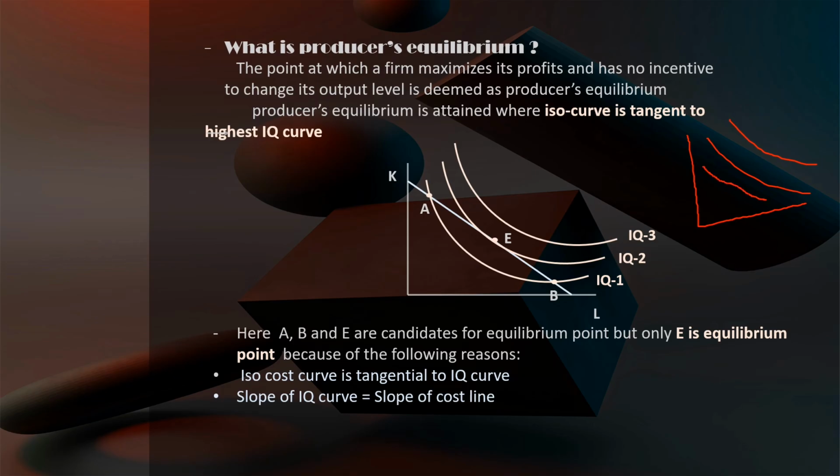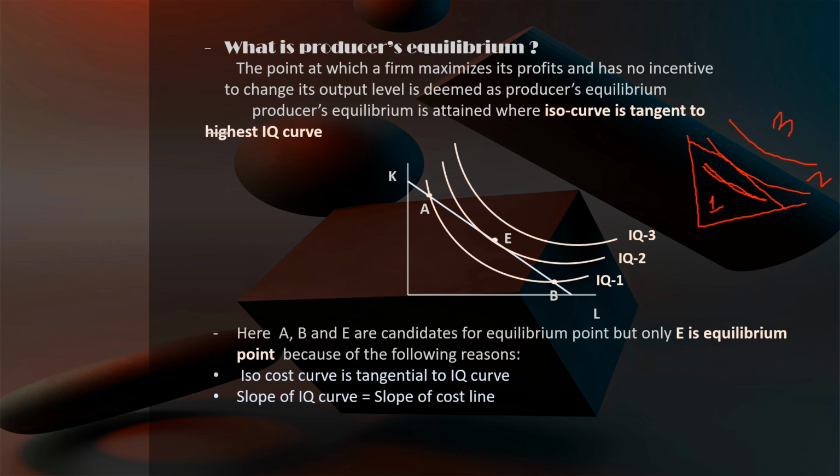So these are the three levels of production that a firm has, let's say, hypothesized for itself, all right? And a firm's cost line is somewhere right around here, all right? And this is our IQ curve number 1, this is our IQ curve number 2, and this is our IQ curve number 3.